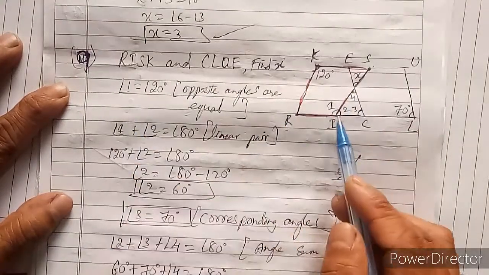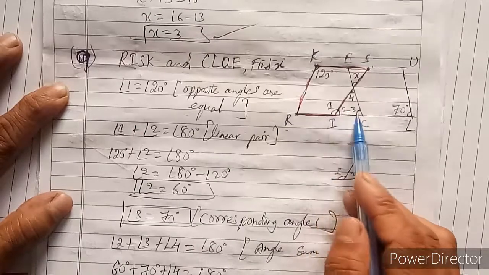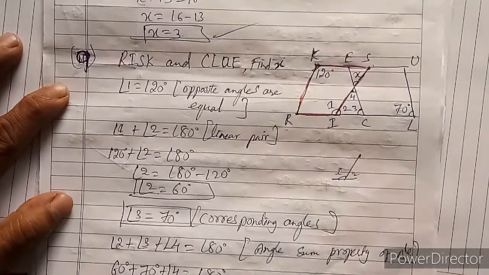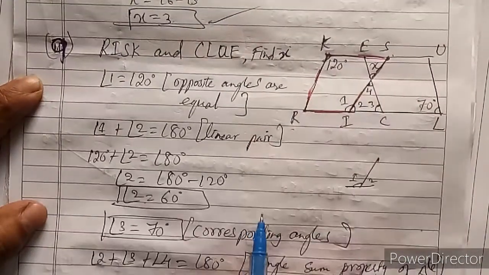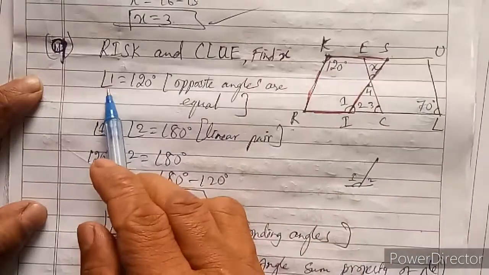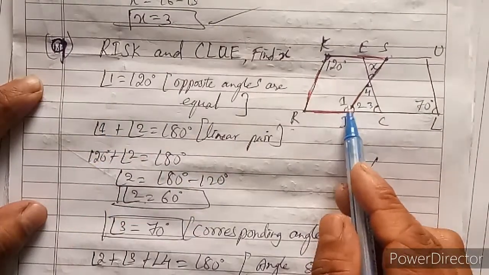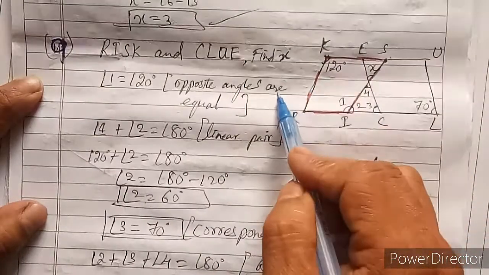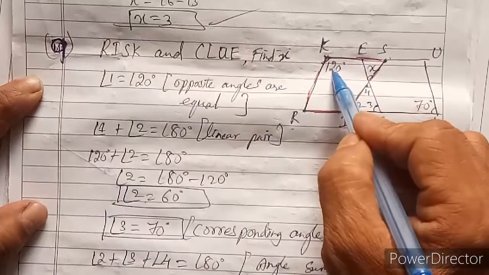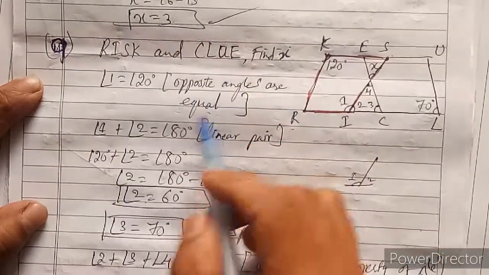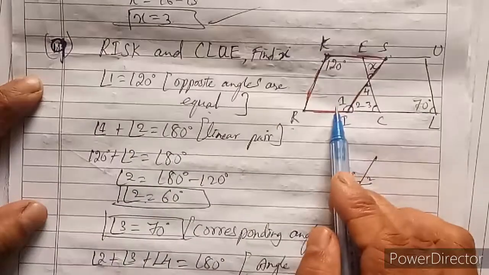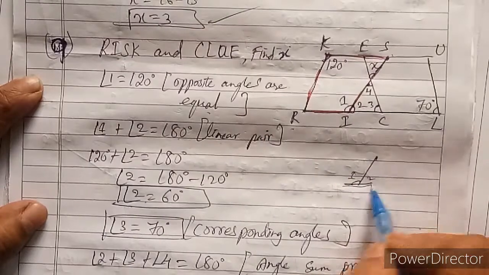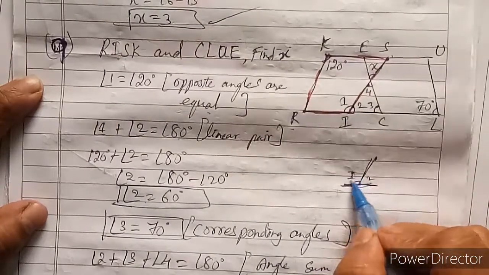Now here, I am taking angle 1, angle 2, angle 3 and angle 4 in the figure. This x is the vertically opposite angle of angle 4, right? Now see, angle 1 is equal to 120 degrees, because opposite angles are equal. Angle 1 plus angle 2 is equal to 180 degrees, that is for a linear pair of angles. We know that, right? Linear pair angle.